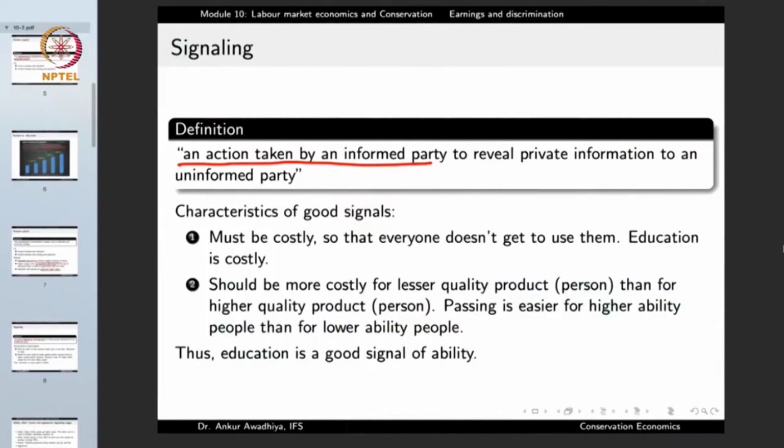Now, there are certain characteristics of good signals. These signals must be costly so that everyone doesn't get to use them, which means that if you use a signal, suppose there are two candidates who have come for a job interview, and the first candidate says, sir, I am very fond of Jagjit Singh songs. The second candidate says, sir, I am very much fond of Kishore Kumar songs. Now, in this case, whether a person listens to Jagjit Singh or whether he listens to Kishore Kumar, that has got little to do with the kind of work that is involved in the firm.